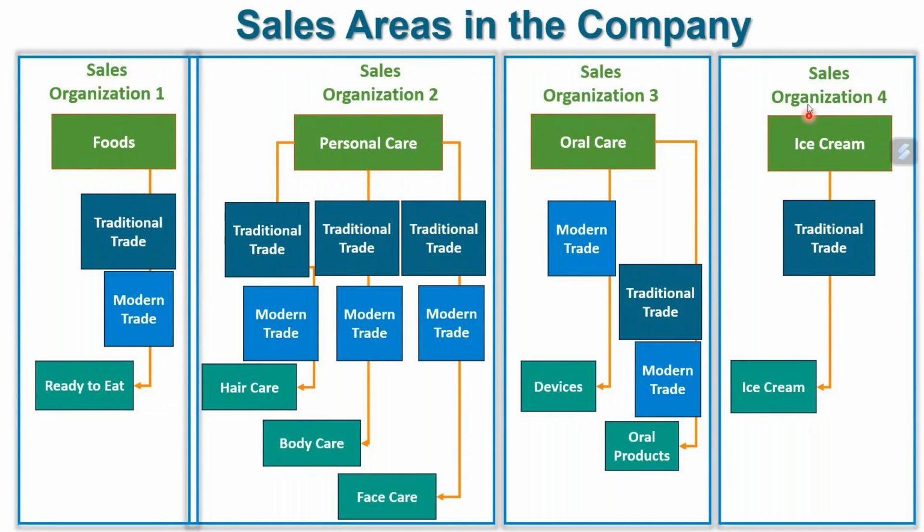So these are your sales areas. So if I was to count, it will be 1, 2, 3, 4, 5, 6, 7, 8, 9, 10, 11, 12. Okay, because it's a combination.